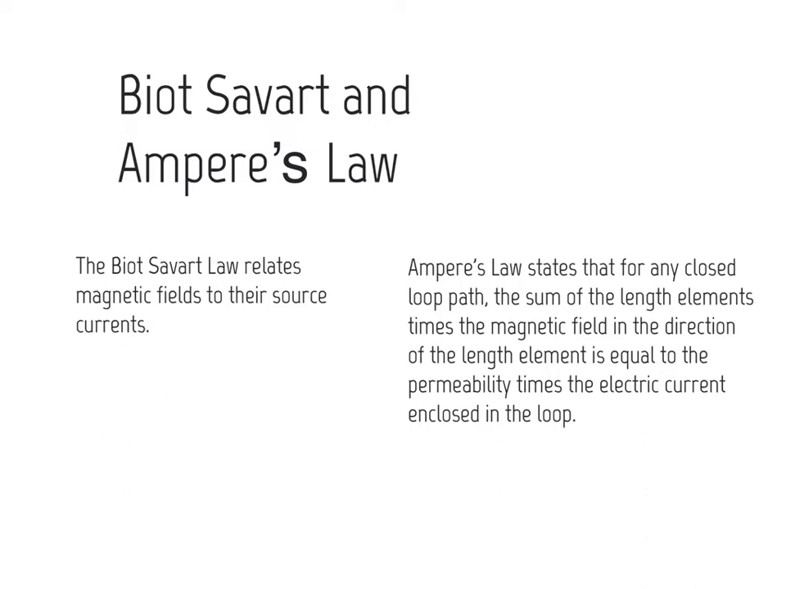The Biot-Savart law relates magnetic fields to their source currents, which is really what Ampere's law does as well, but Ampere's law is doing it from a slightly different perspective, and it states that for any closed loop path, which we will uncover, the sum of the length elements times the magnetic field in the direction of the length element is equal to the permeability of space times the electric current enclosed in the loop.